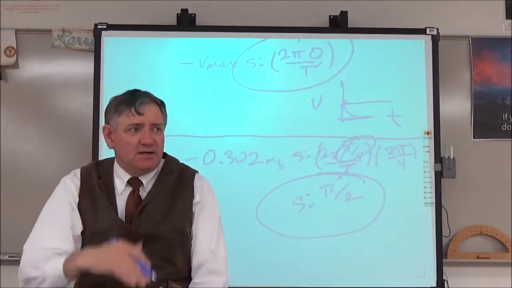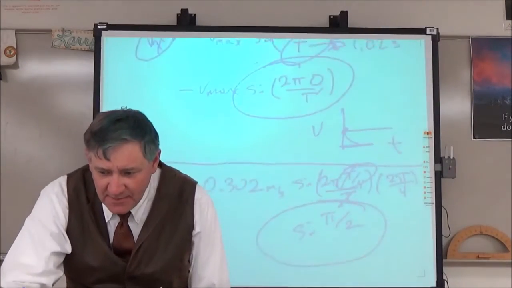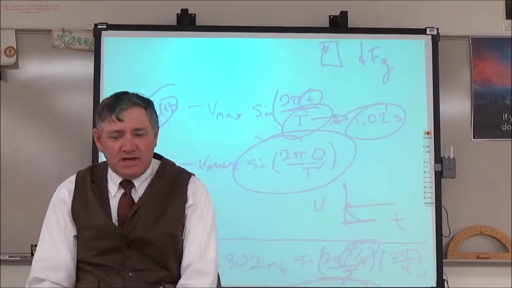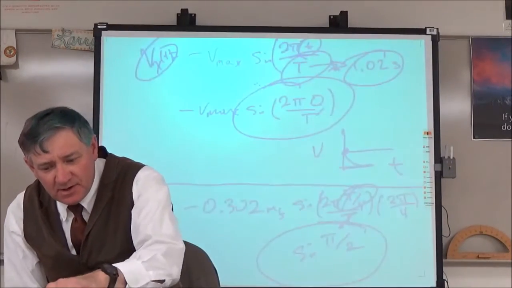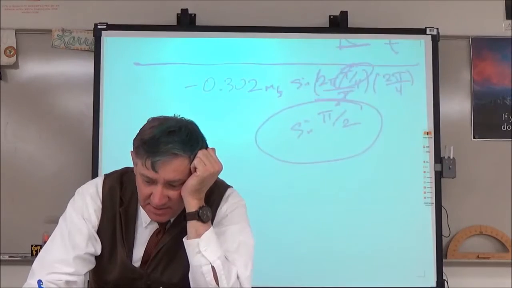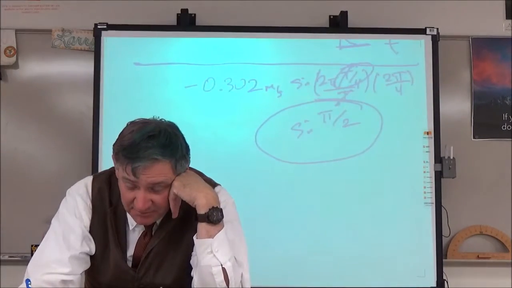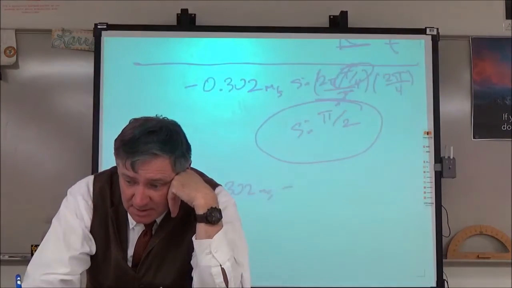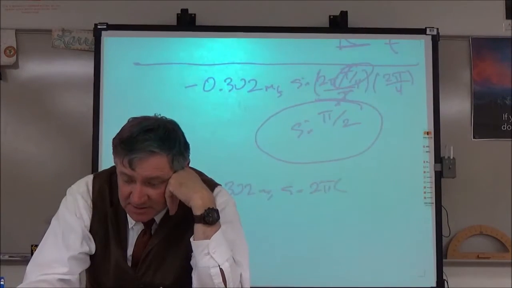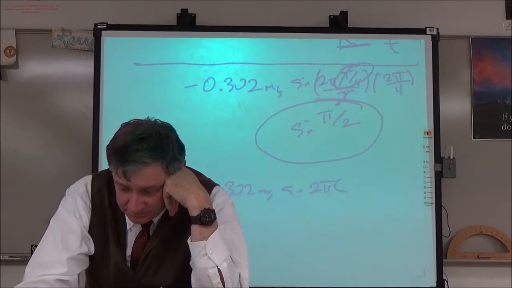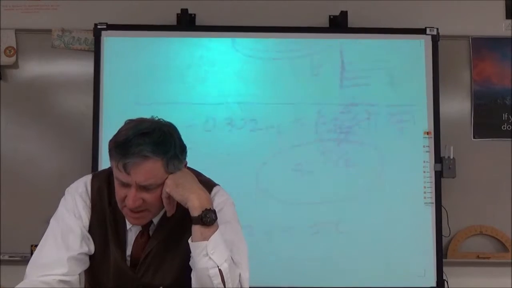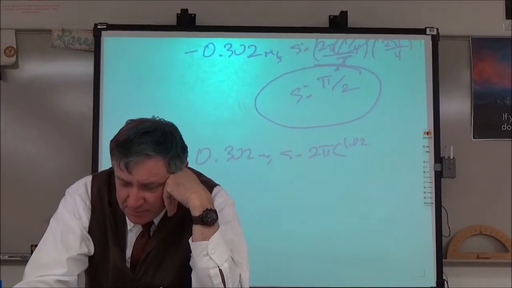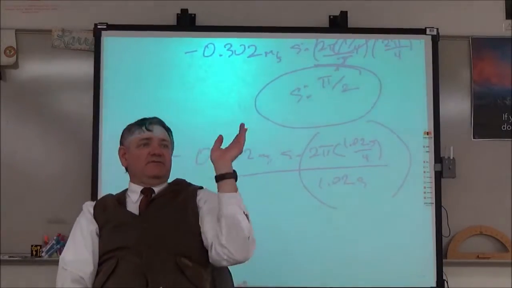How are you going to find t over 4? If you're Cassidy's group and that period was 1.02 seconds, what are you going to put in there? So you're going to take, here's your smash mouth physics approach, times the sine of 2 pi. So Cassidy is going to take 1.02 seconds, divide that by 4, and then divide that by 1.02 seconds and take the sine of all of that.